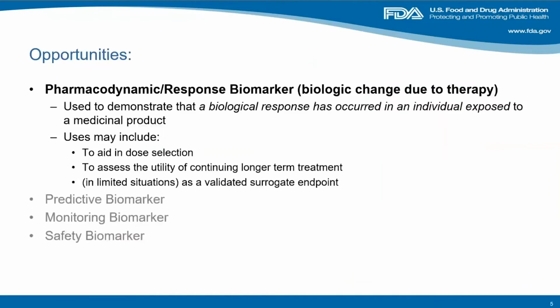So first off, we have pharmacodynamic response biomarkers that can be used to measure if a biological process has occurred in an individual exposed to a given product. Such a biomarker could have multiple applications as noted here. The first, and perhaps underappreciated, potential use of this type of biomarker could be to aid in dose selection.